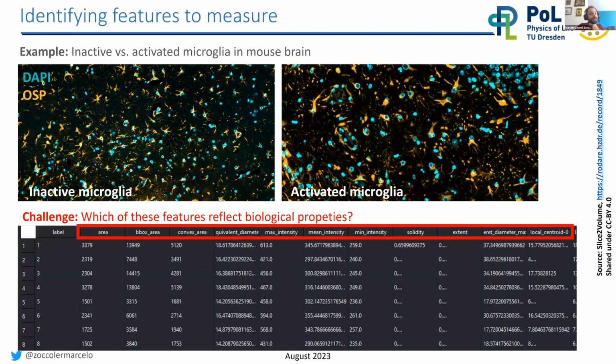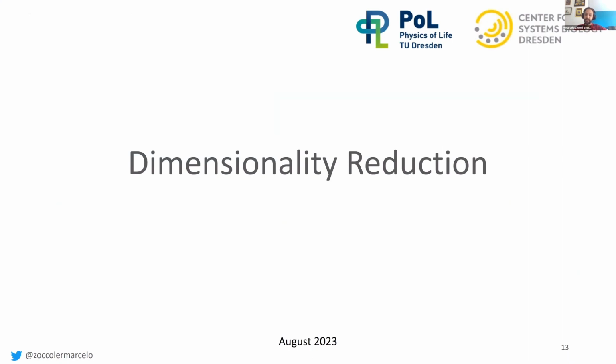If you do that, what you end up having is a bunch of properties. So we could end up with a table where you may have two different groups that you expect to be different somehow, and then you have many statistics. The problem here is that each of these columns represents a different dimension. So we have a very high-dimensional problem. And it may be hard at first to tell which of these features reflect the biological properties. So you could look at them individually, but you could also do dimensionality reduction.